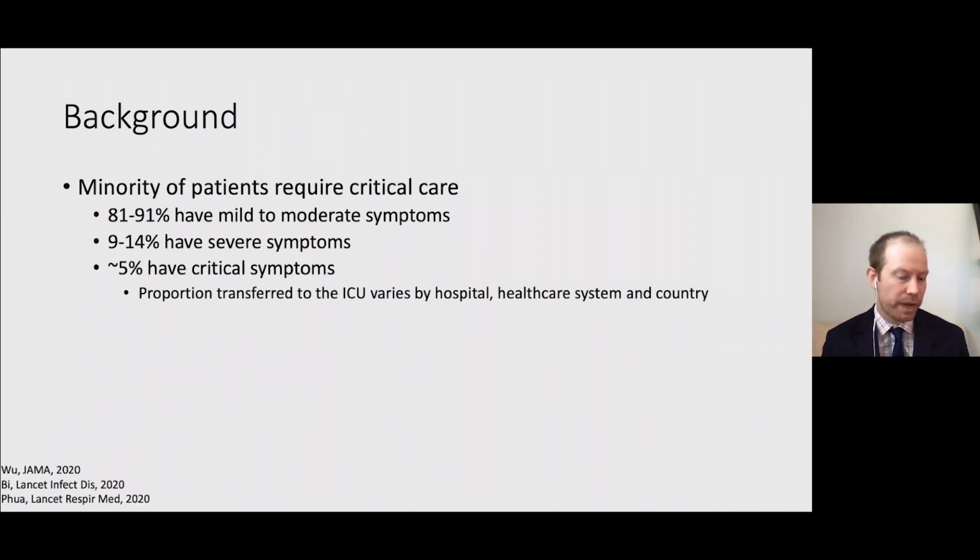So just a little bit of background here. The minority of patients who have COVID-19 require critical care. The majority of them have mild to moderate symptoms. There are a minority who have severe symptoms and a smaller minority who have critical symptoms.